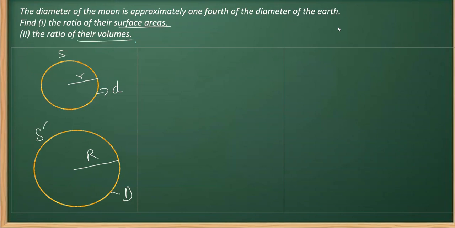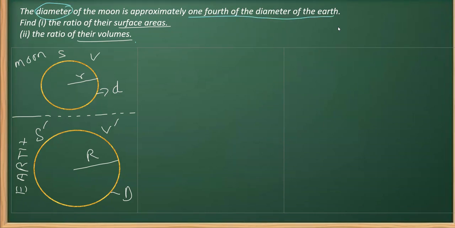Also, we need to indicate their volume. So I'm taking V as the symbol for the volume of the moon, and this being the volume of the earth. Let's say the first one I took as moon and the next one is earth. So the first relation that is given is that the diameter of the moon is 1/4 the diameter of the earth. So we can write, diameter of the moon, that is small d, is equal to 1/4 the diameter of the earth, that is capital D.